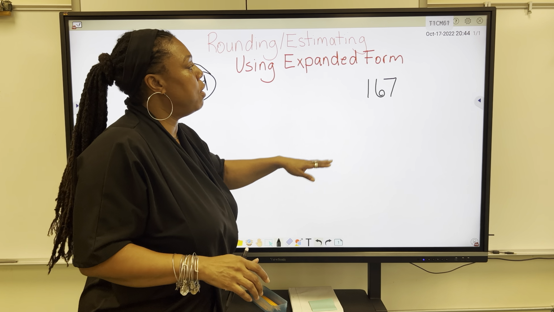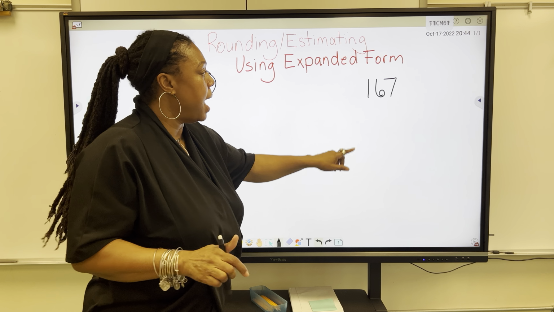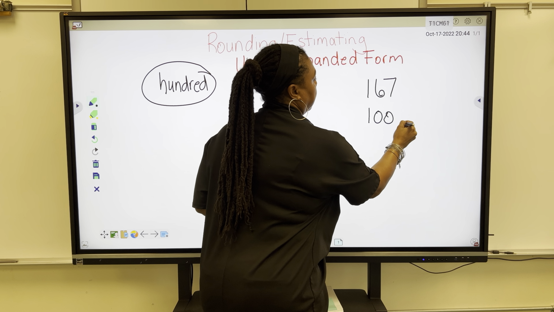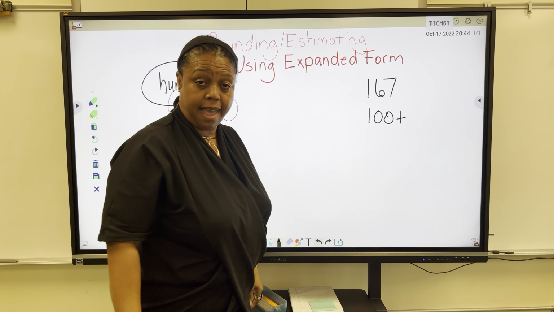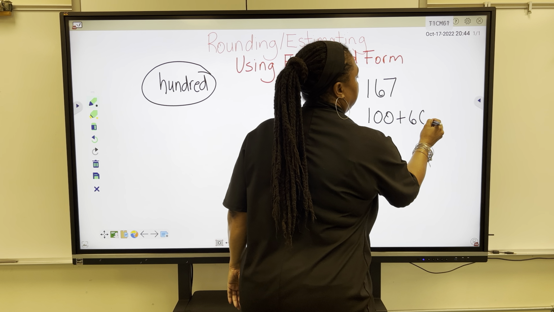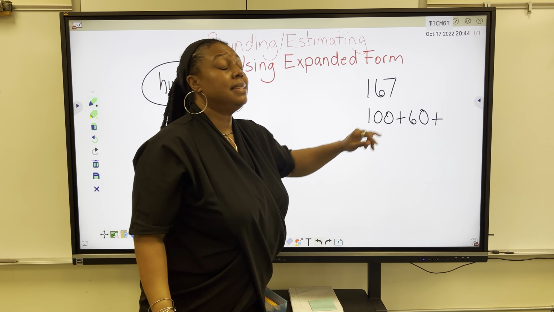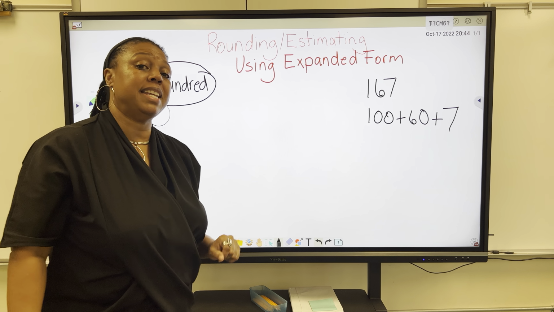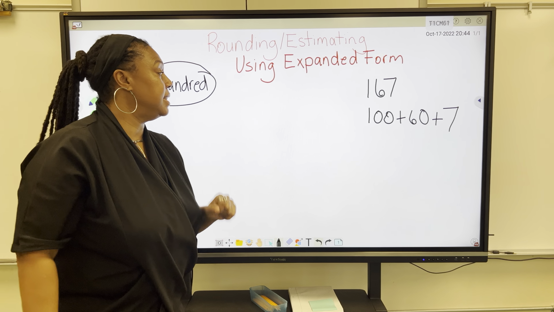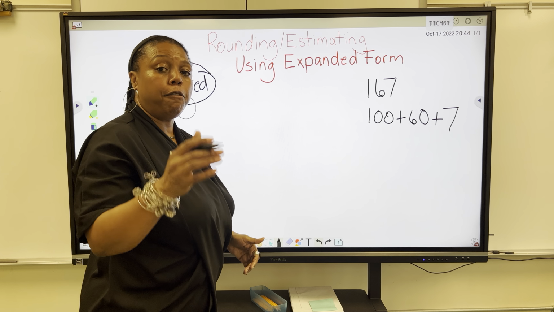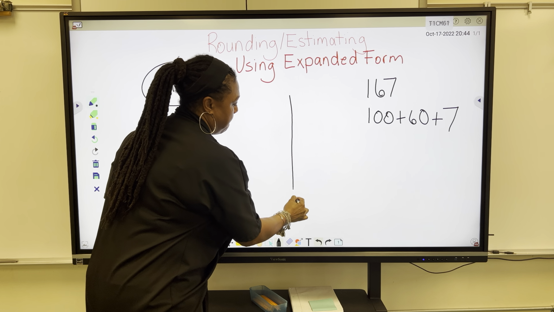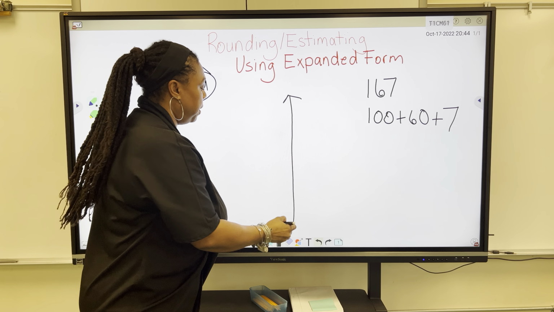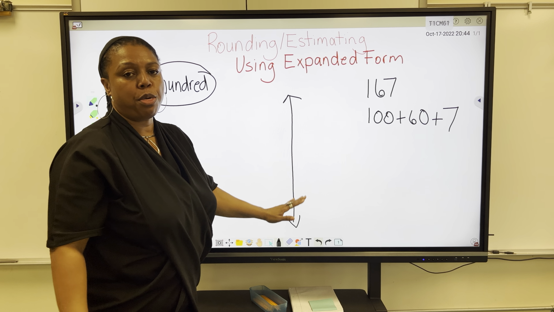So let's go ahead. If I write this number in expanded form, I see 100. I see 6 tens, so that would be 60. And I see 7 ones, and so that would be 7. That's our very first step, okay? Our second step would be to draw a vertical number line. Of course, this number line would increase through infinity, and it would decrease through infinity.